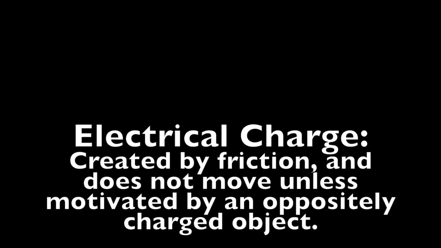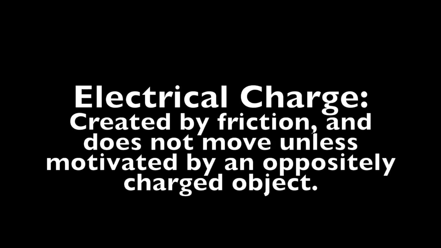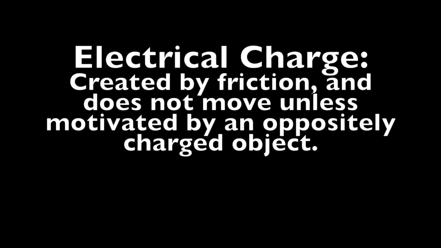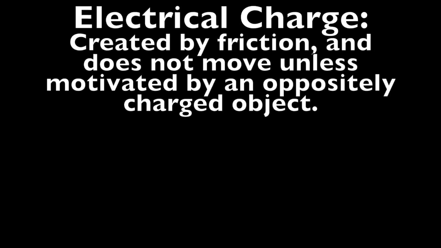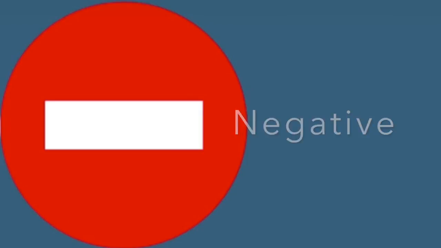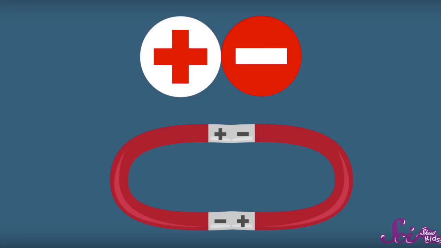grows stronger and stronger. An electrical charge is created by friction and does not move unless motivated by an oppositely charged object. There are two kinds of electrical charge, positive and negative. These opposite charges attract or pull towards each other, kind of a lot like magnets.